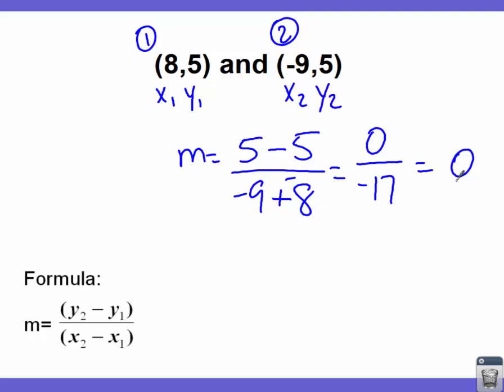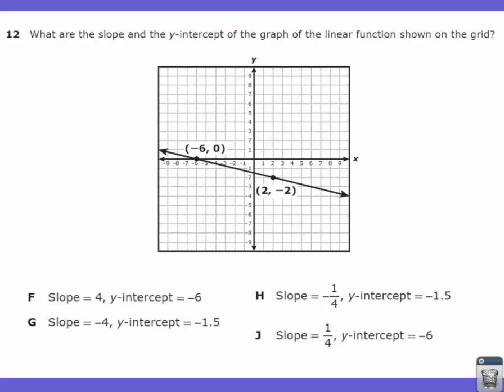So that's how you find slope using only 2 points. Well, how is this applied? Here's a question like the one you will see on the STAR test. It says, what are the slope and y-intercept of the graph of the linear function shown on the grid? They give you 2 points: negative 6, 0, and 2, negative 2. On the STAR test, they will give you the formula m equals y2 minus y1 divided by x2 minus x1. That is on our formula chart. So you need to know that if you're given 2 points, you can use this formula to find slope.